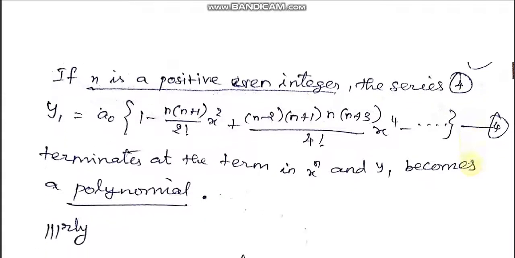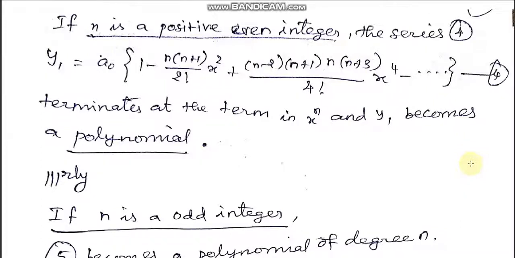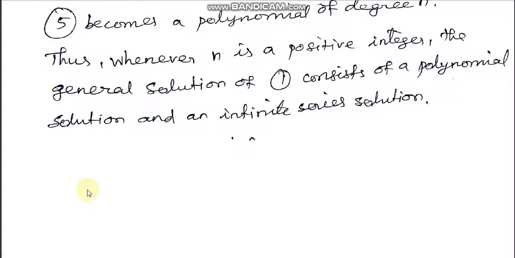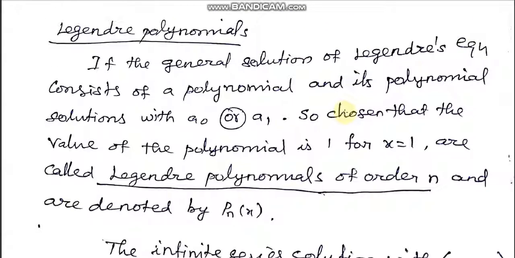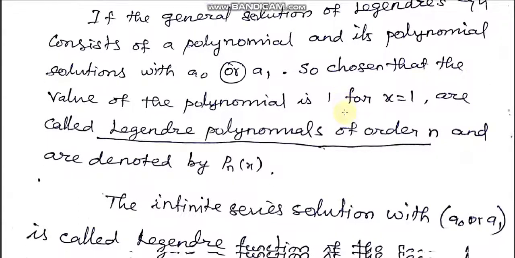So next, if n is a positive even integer, the series 4 terminates at x power n and becomes a polynomial. Similarly, when n is an odd integer, the series 5 becomes a polynomial of degree n. Thus, whenever n is a positive integer, the general solution of 1 consists of a polynomial solution and an infinite series solution. Legendre polynomial: the general solution of Legendre's equation consists of a polynomial and an infinite series solution.